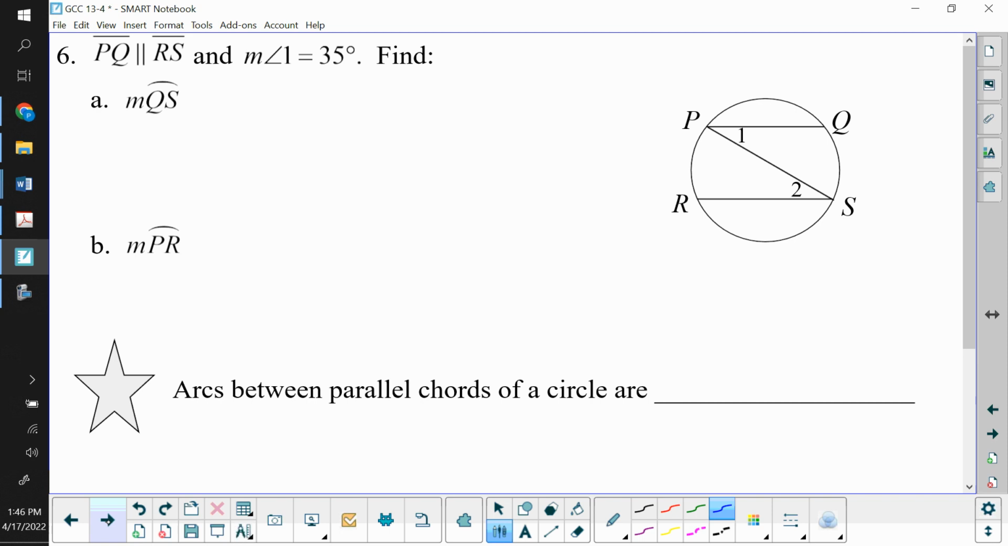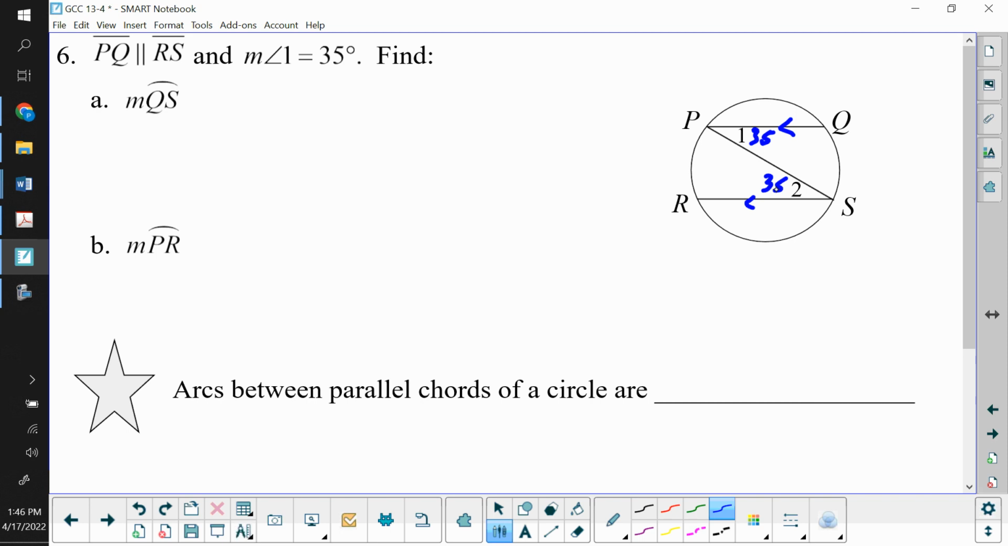All right, so the next one we've got parallel chords. I'm going to put our little arrowhead because that's our symbol to mean parallel. Angle 1, they tell us, is 35. Well, based on our zigzag from alternate interior angles, when you have parallel lines, it gives us congruent alternate interior angles, so this is 35 as well.